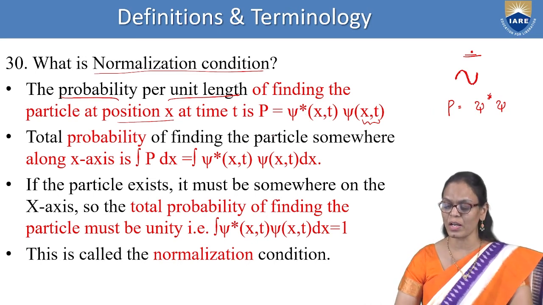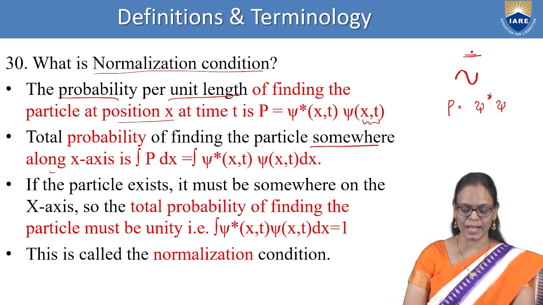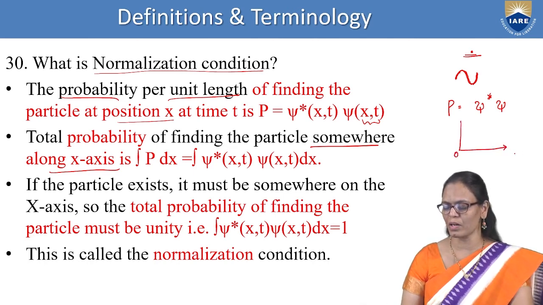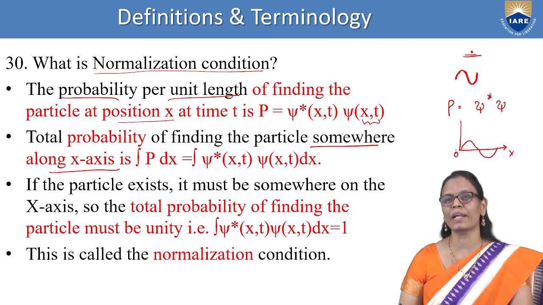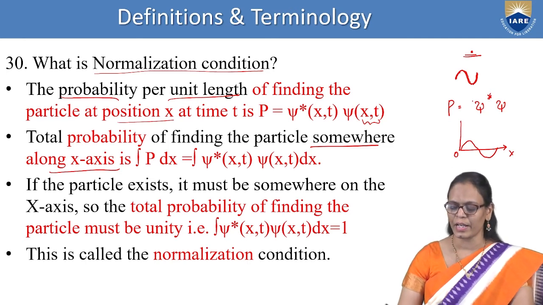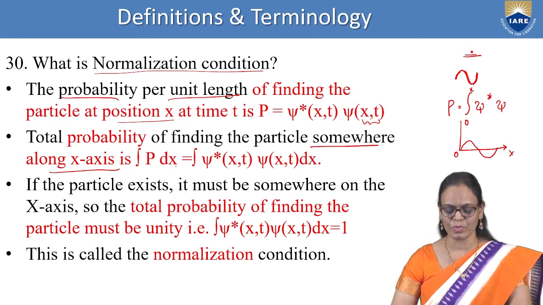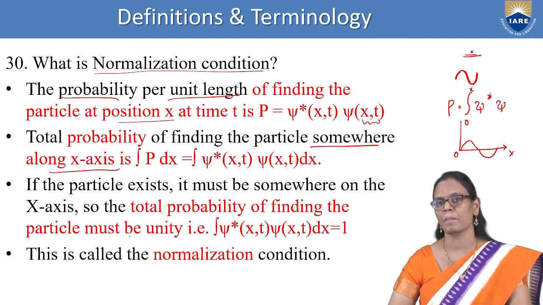Now, if I talk about the probability of finding it somewhere along the x-axis. If I have a particle here, this is the origin, this is the x-axis. The probability of finding it anywhere along the x-axis means I need to integrate it within the limits 0 and x. So I do the integral of P dx, which is equal to psi star psi.